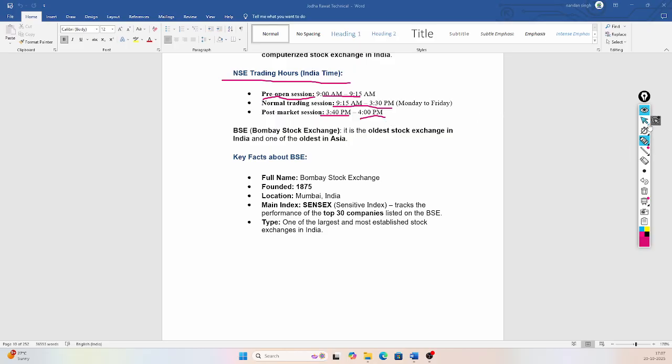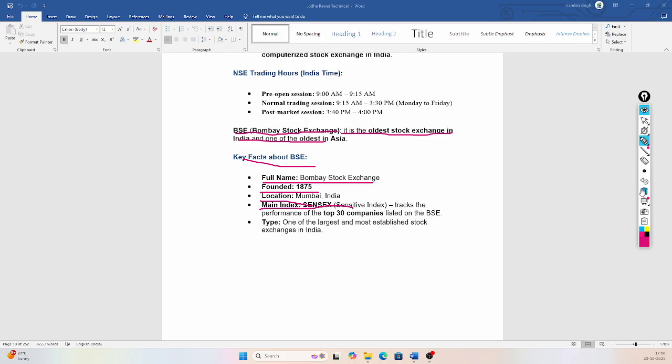Now let's learn about BSE, the Bombay Stock Exchange. It is the oldest stock exchange in India and one of the oldest in Asia. So BSE is also from India and the oldest one in Asia. Key facts about BSE: full name Bombay Stock Exchange, founded 1875, location Mumbai, India, main index Sensex.